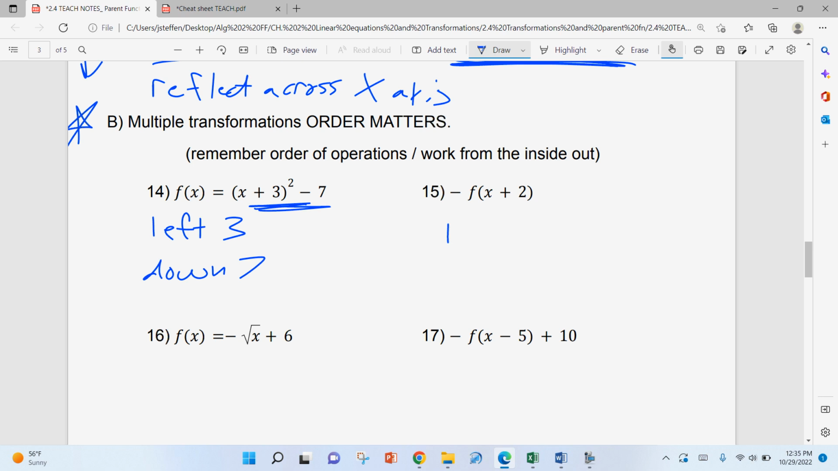This one, you go to the left 2, and this negative is reflected across, and then it's negative outside, so it's the x-axis. If you're not sure if that negative is the x or the y, always go with x. You won't always be right, but the reflection over the x-axis is more common.